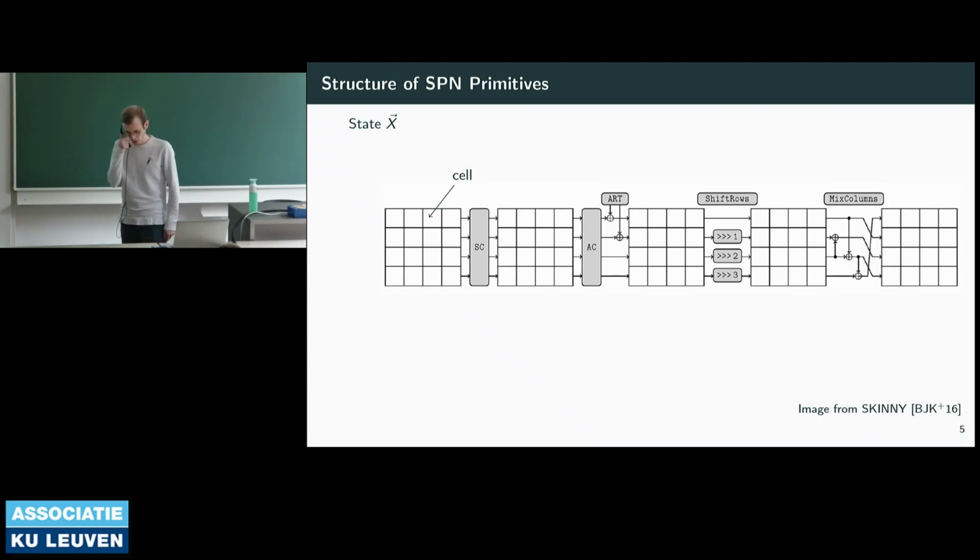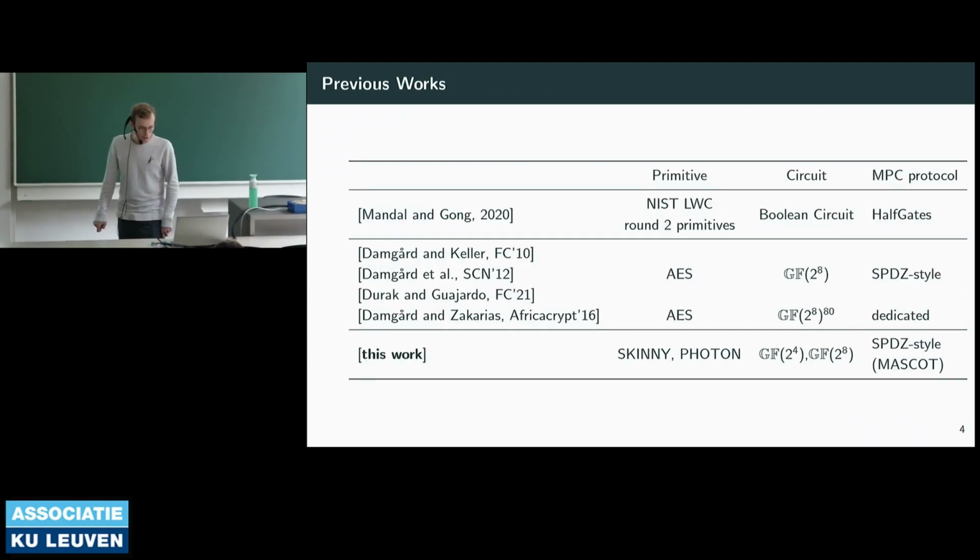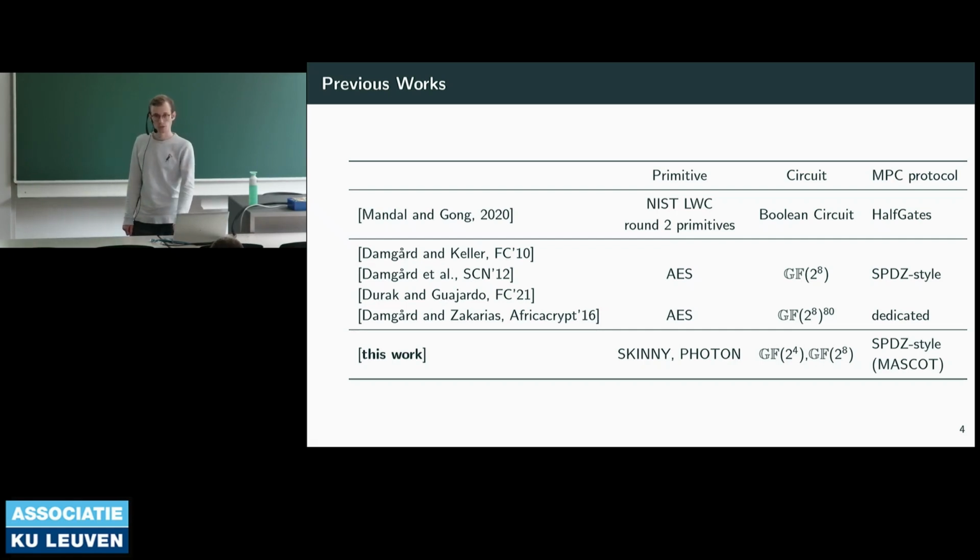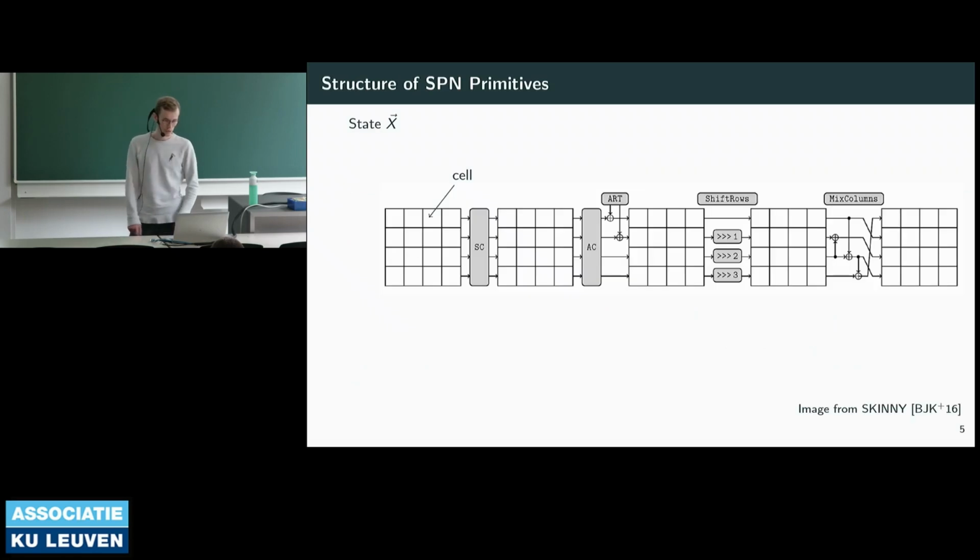So, now if we want to, many of these primitives share a common structure because they follow the substitution permutation network approach. In this structure, you have a state of cells, like a matrix of cells, and this state is iteratively changed using a round function, and the round function always applies the same steps in order.